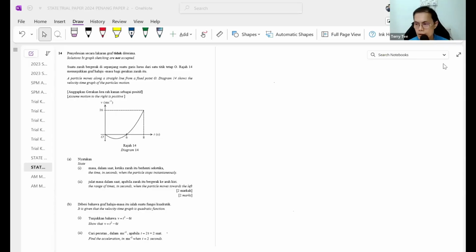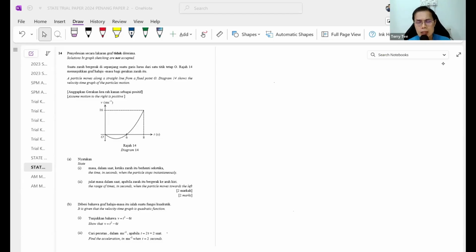Moving on to question number 14. This is a question from Kinematics of Linear Motion, Form 5, chapter 8. A particle moves along a straight line from a fixed point O. Diagram 14 shows the velocity-time graph for the particle. State the time when it stopped instantaneously.